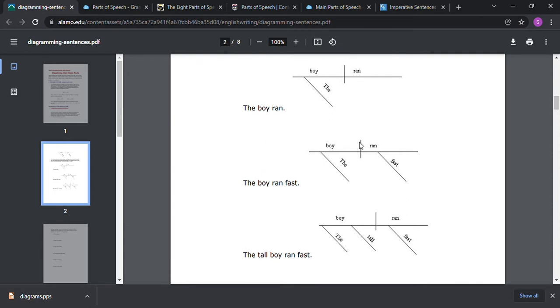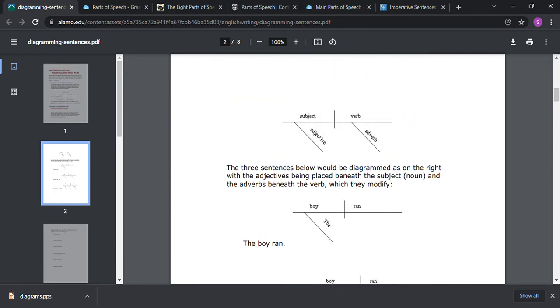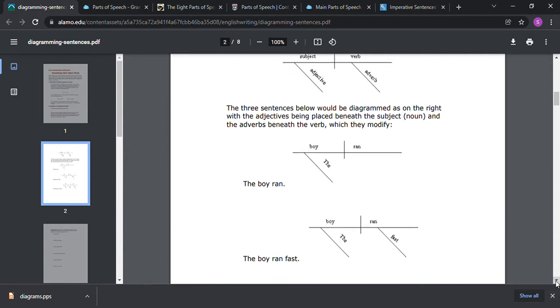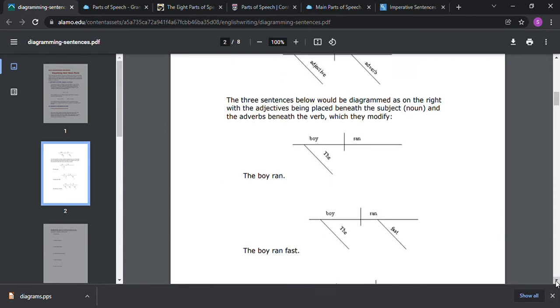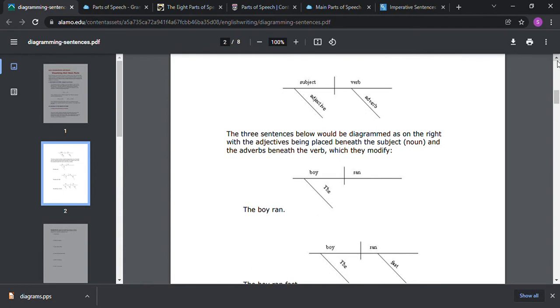So you can see the is an adjective. It's also called an article. But there's the boy ran fast. So fast is an adverb which adds to the verb ran. The is an adjective. It adds to the subject boy.